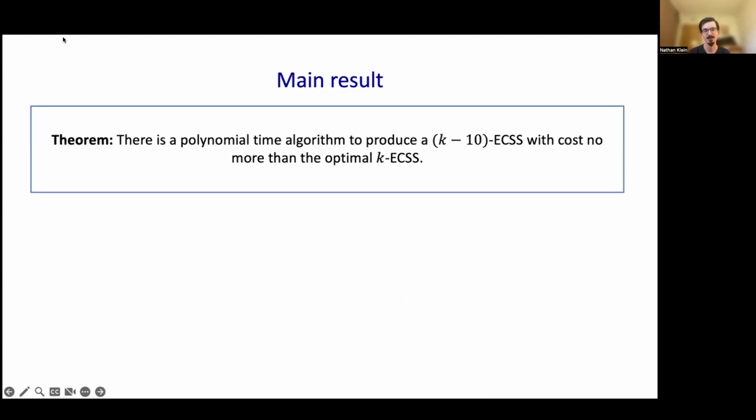And this is what we show with a constant of 10. In particular, we show that there's a polynomial time algorithm that produces a k minus 10 edge connected solution with cost no more than that of the optimal k-edge connected solution.